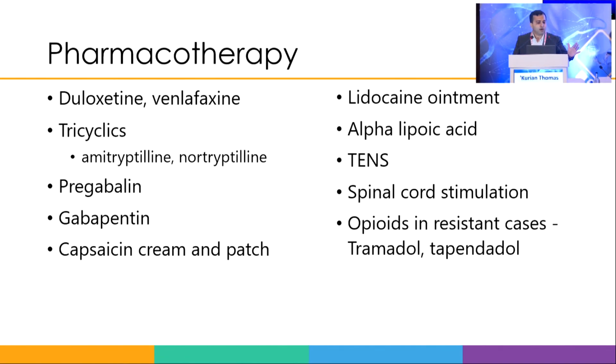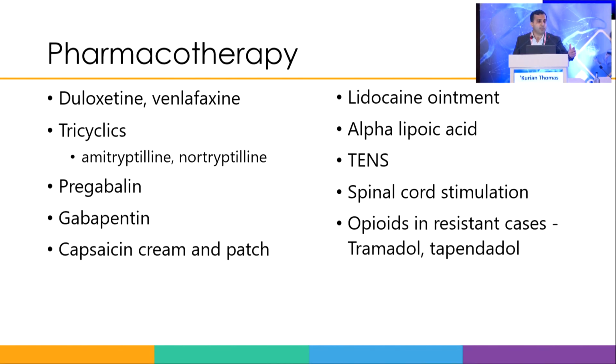Duloxetine, venlafaxine, the SNRIs, tricyclics. You should ideally not combine the SNRIs and tricyclics. And of course, you have pregabalin and gabapentin. Many a time, monotherapy will not suffice. You have to go for a combined or polytherapy. And in difficult cases, topical treatment works.